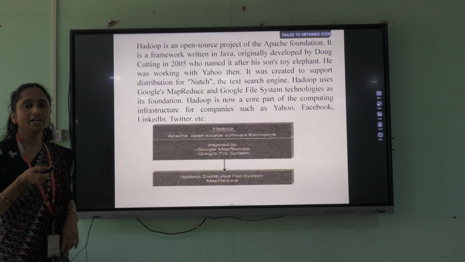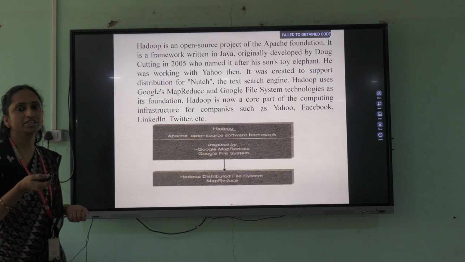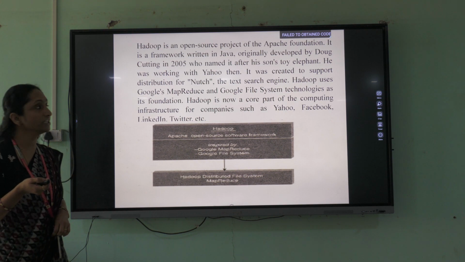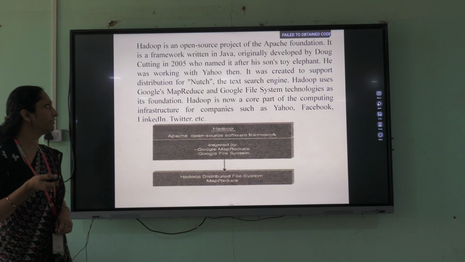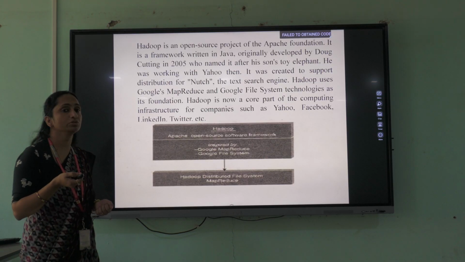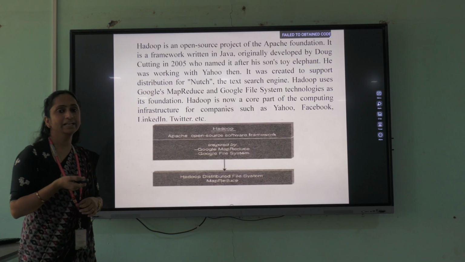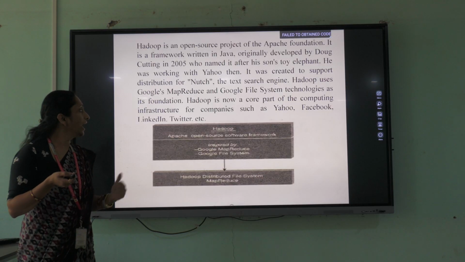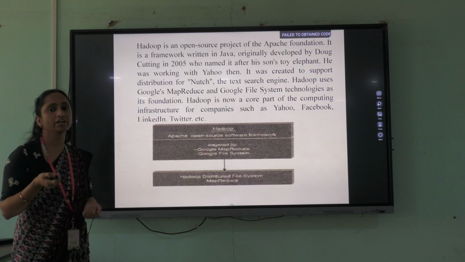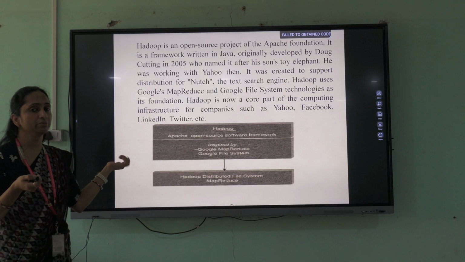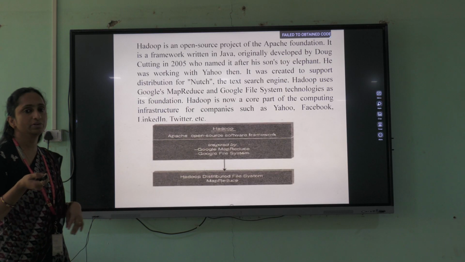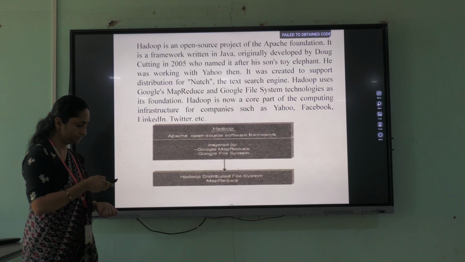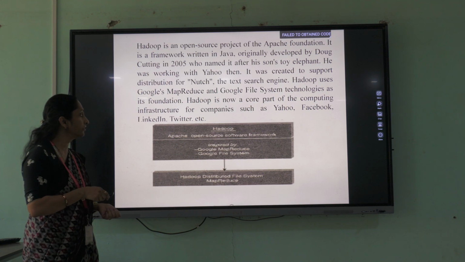And initially, what is the foundation for Hadoop? This is an open source project of the Apache Foundation and it is a framework written in Java, originally developed by Doug Cutting in 2005. And this is mainly taking a foundation of Google File System technologies and MapReduce. And Hadoop is now a core part of the computing infrastructure of famous companies like Yahoo, Facebook, LinkedIn and Twitter, etc.